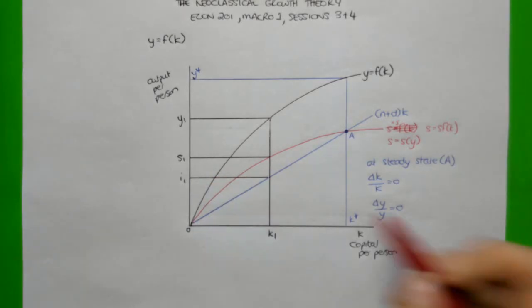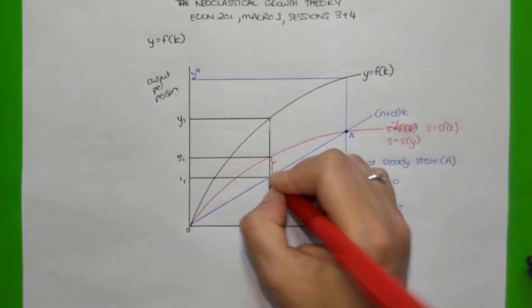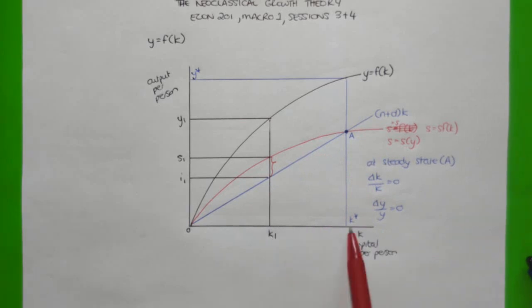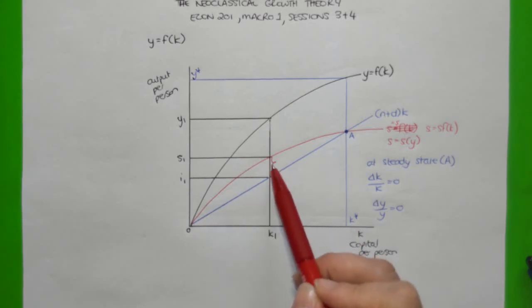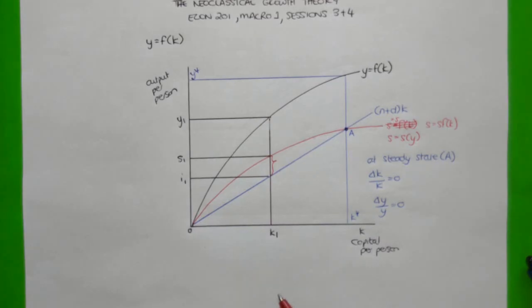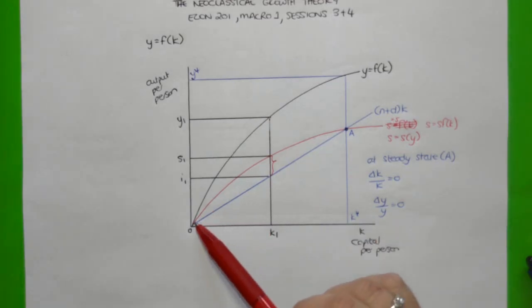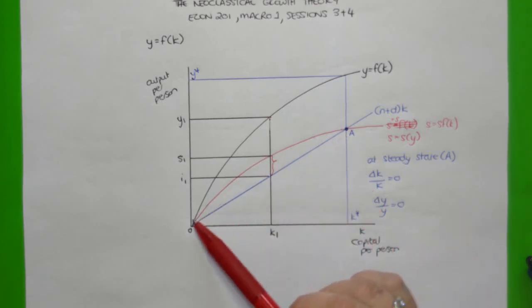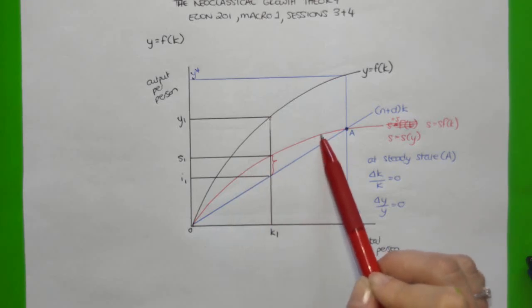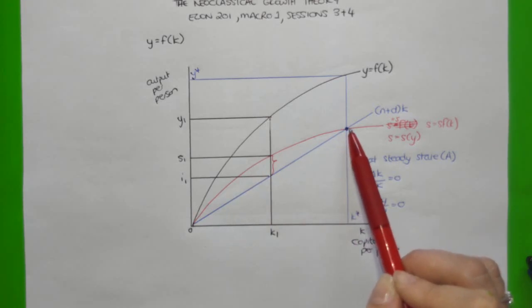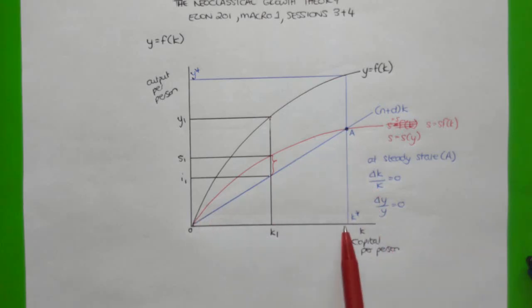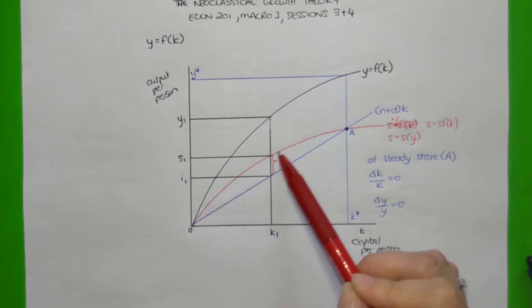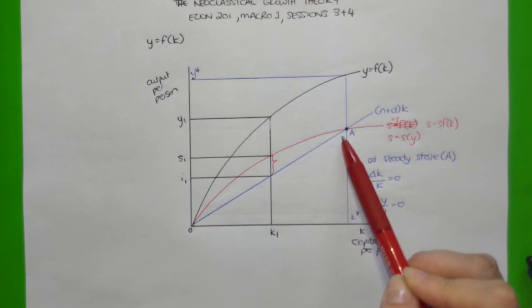Now, what should become immediately clear is that at a level of capital stock per person below the steady state level of capital stock per person, the amount of savings per person is greater than the amount of investment per person. And in fact, you can see that the red line lies everywhere above the investment requirement line. So the savings function is everywhere above the investment requirement line all the way until point A. So this means that for all the levels of capital stock per person which are below K star, savings per person exceeds investment per person.